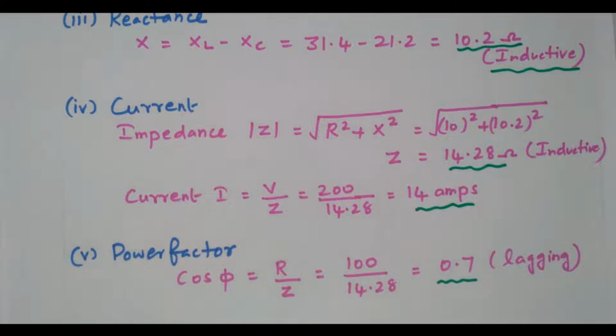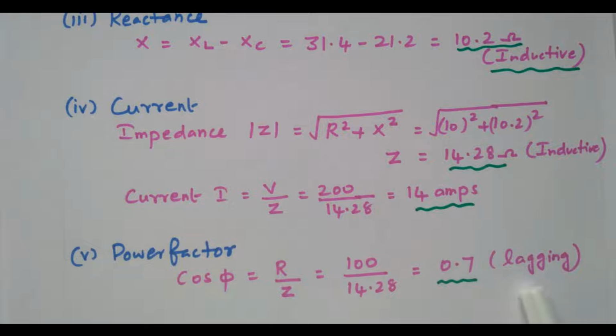Now we will find the power factor. Power factor is nothing but cos phi, that is equal to R divided by Z. One formula is available from the impedance triangle. So R value is 10, Z value is 14.28. By simplifying this we got 0.7.